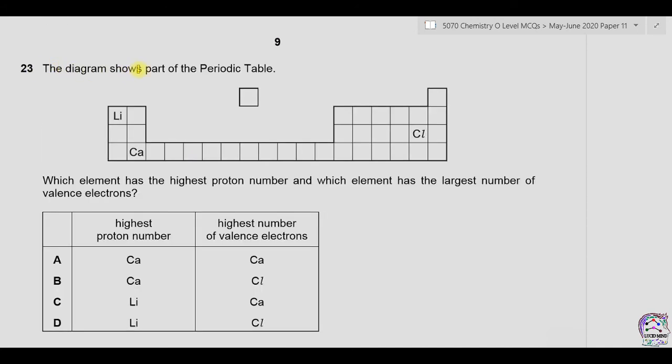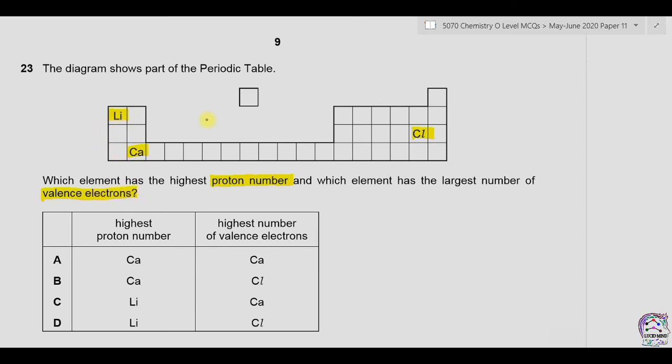Question 23. The diagram shows part of the periodic table. 3 elements are given. One is lithium, one is chlorine and one is calcium. Which element has the highest proton number? First we have to find the element with the largest proton number, and which element has the largest number of valence electrons.